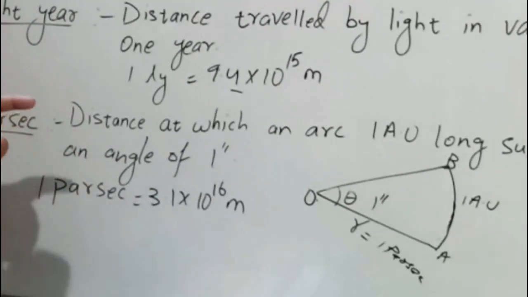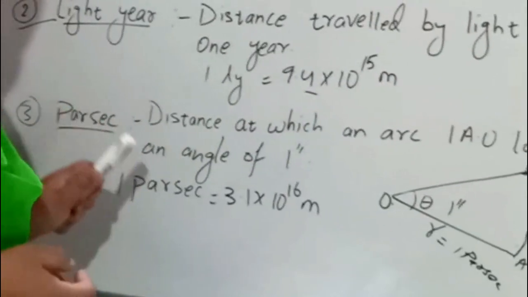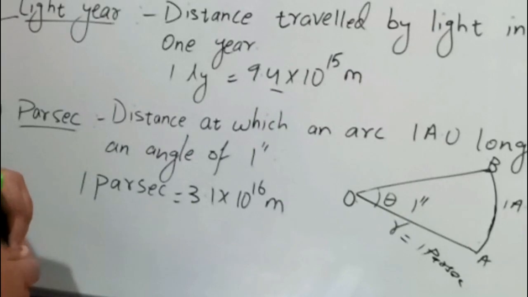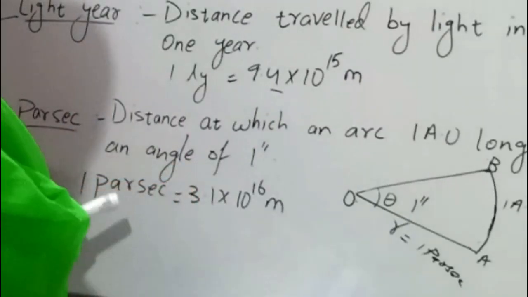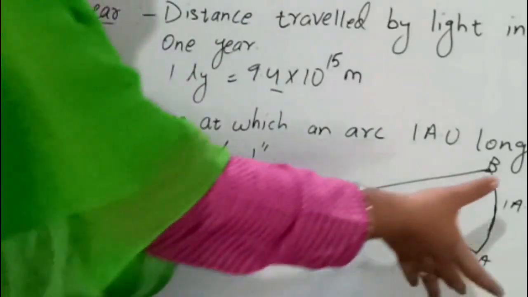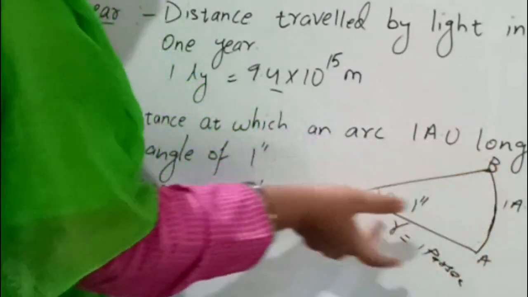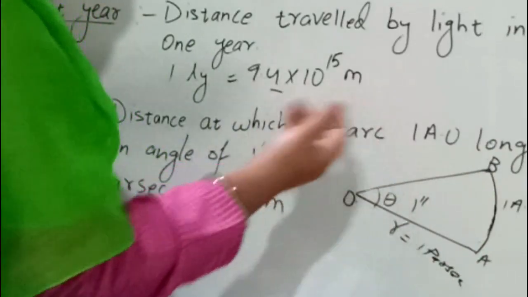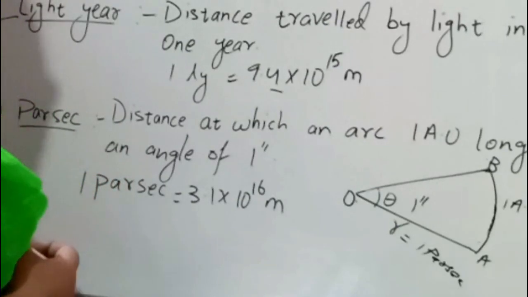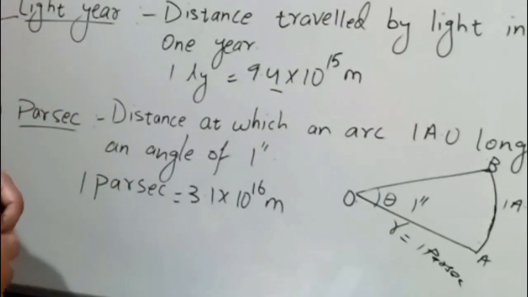1 parsec is 3.1 into 10 to the power 16 meter. Clear? And 1 parsec is the radius at which an astronomical unit at the center makes an angle of 1 second. Clear? These are the practical units of length. Please note it down.